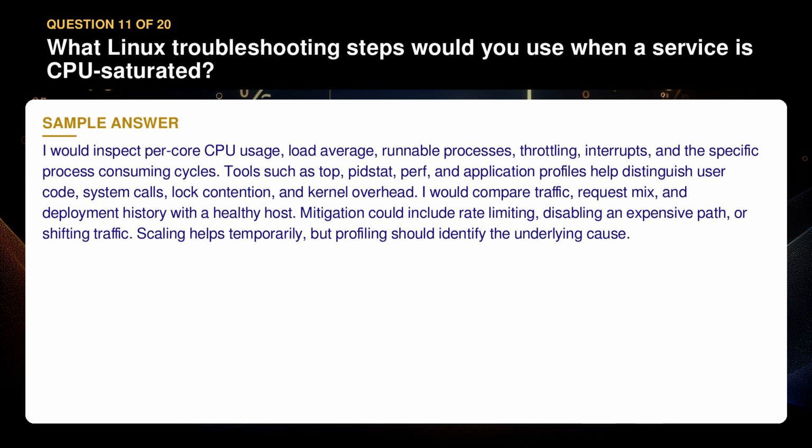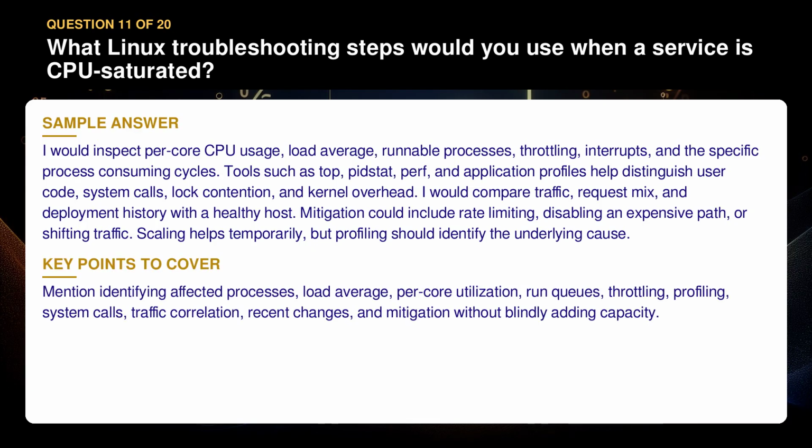I would compare traffic, request mix, and deployment history with a healthy host. Mitigation could include rate limiting, disabling an expensive path, or shifting traffic. Scaling helps temporarily, but profiling should identify the underlying cause.